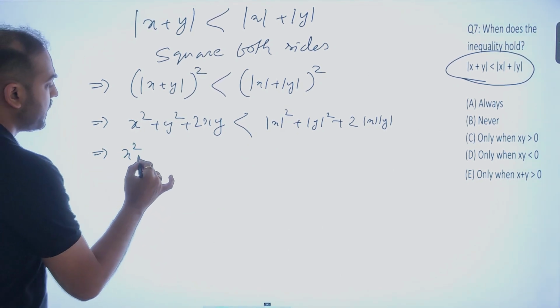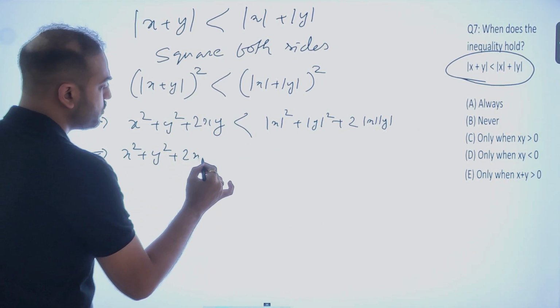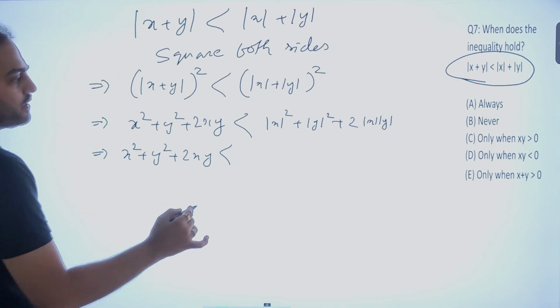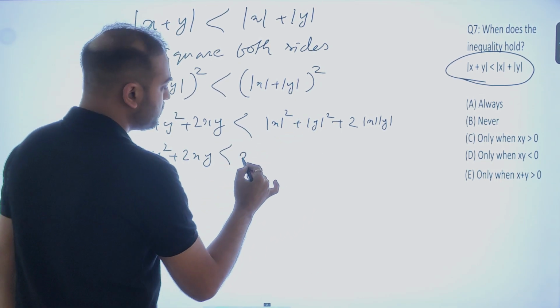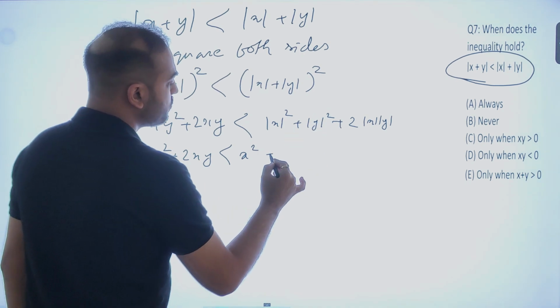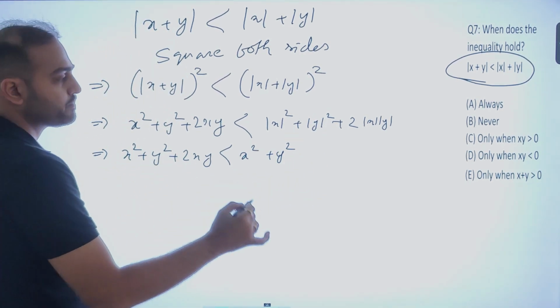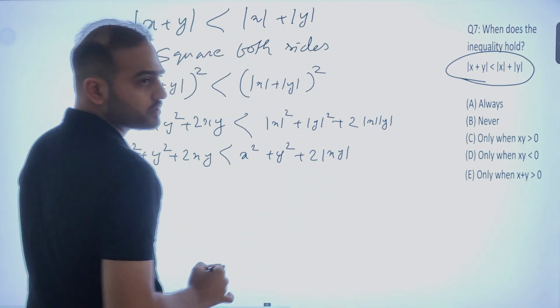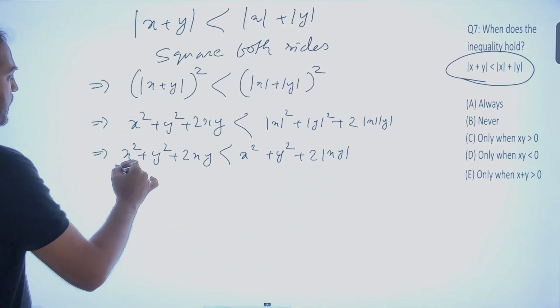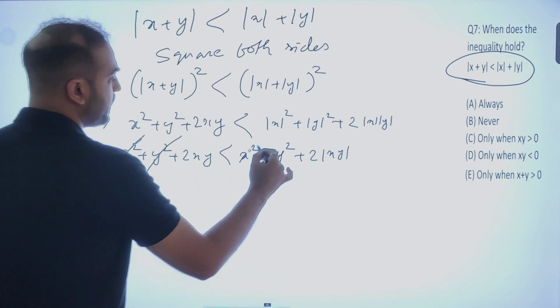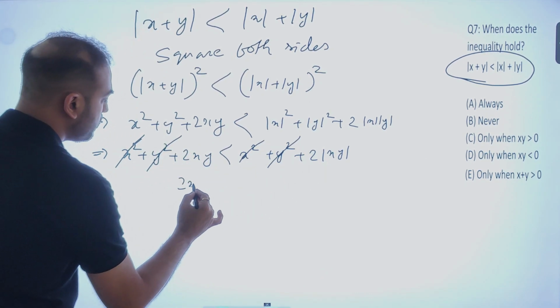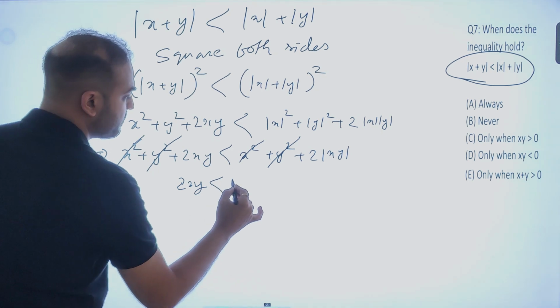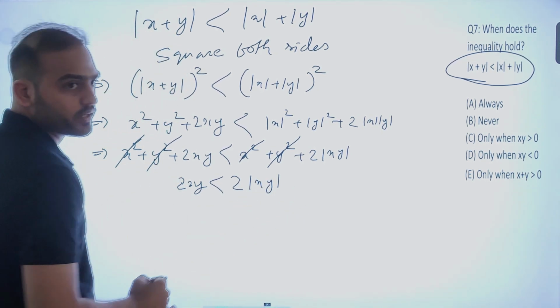Okay, simplify that. X square plus y square plus 2xy less than mod x square is x square, mod y square is y square, okay, plus 2 mod of xy. Okay, now if you see x square cancels out, y square cancels out, you get 2xy is less than 2 mod xy.